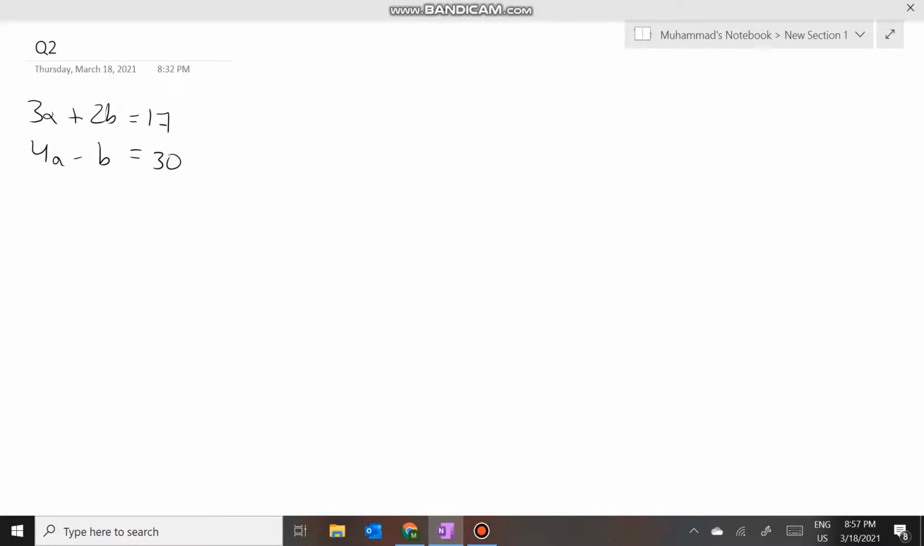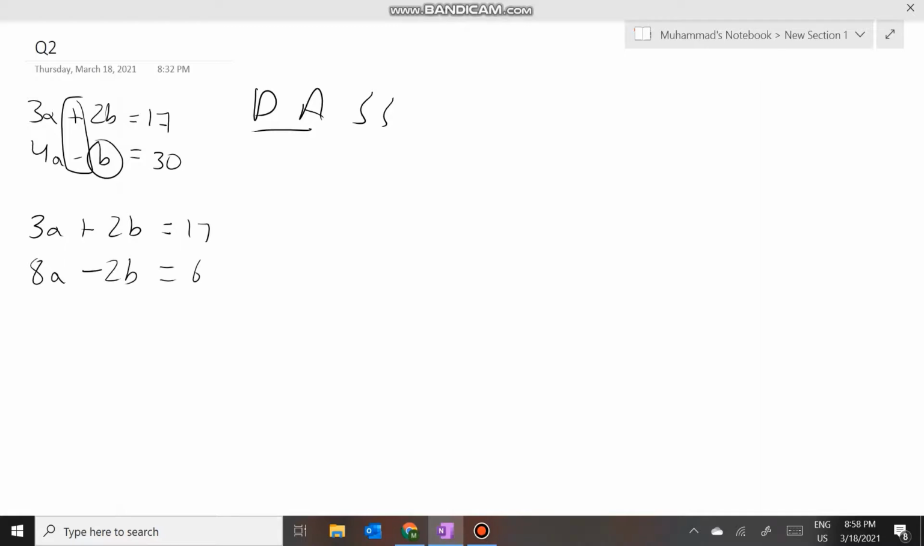So 3a plus 2b equals 17, 4a minus b equals 30. Using the DOS rule, different add, same subtract. They're different, so we're going to add. So one thing before we do that is to make sure that these two have the same coefficient before them. So 3a plus 2b equals 17. We want to make this into 2b minus 2b, so we multiply the entire equation by 2. So 8a minus 2b equals 60.